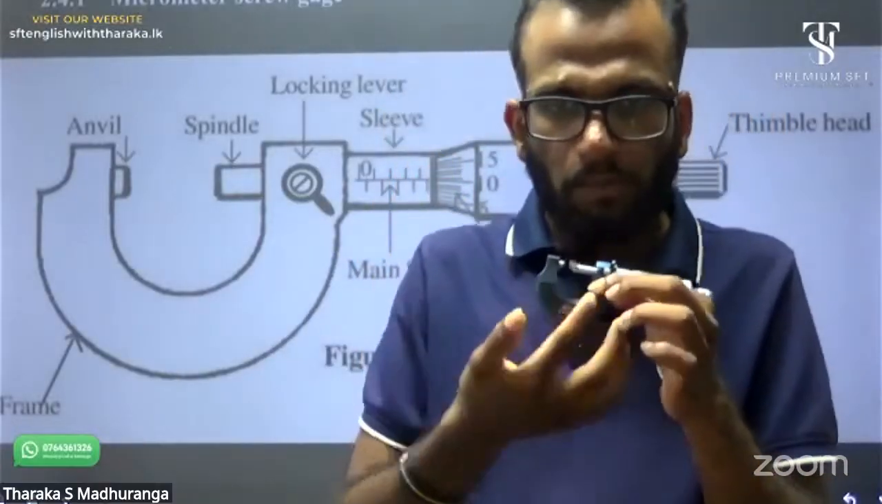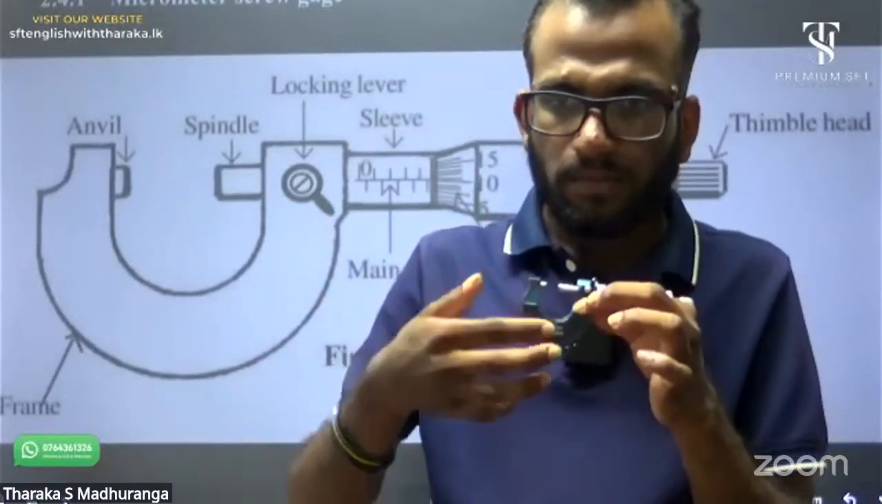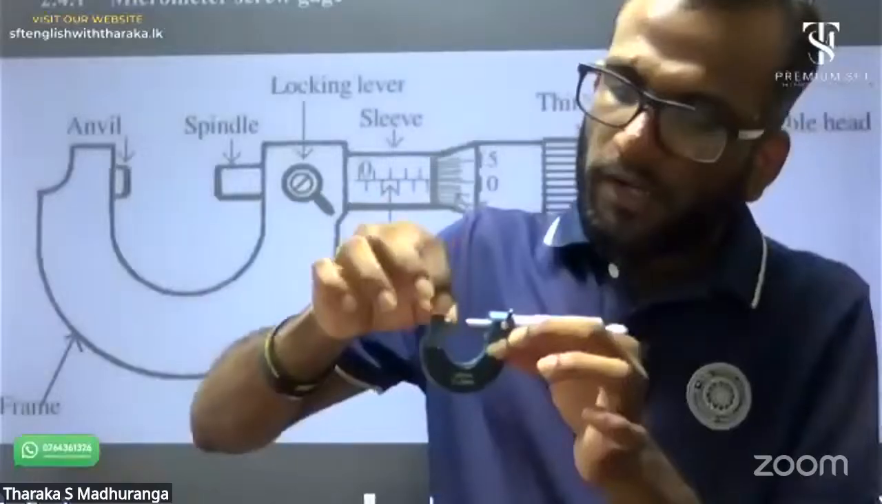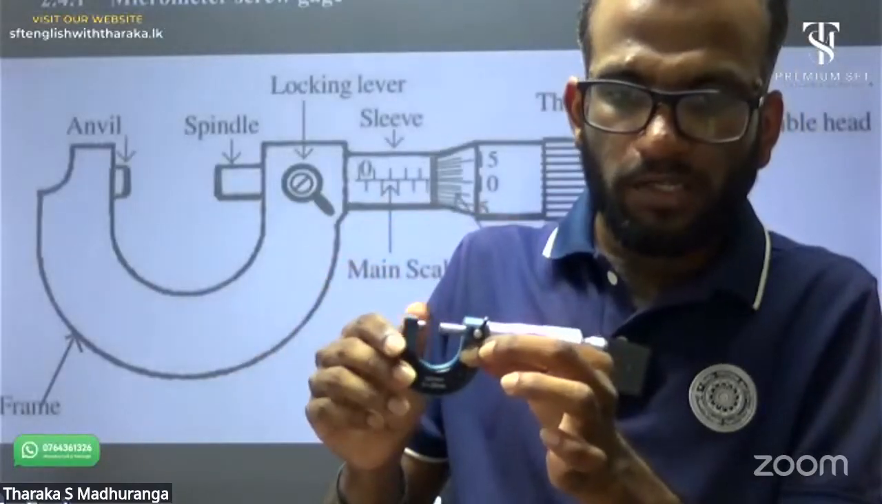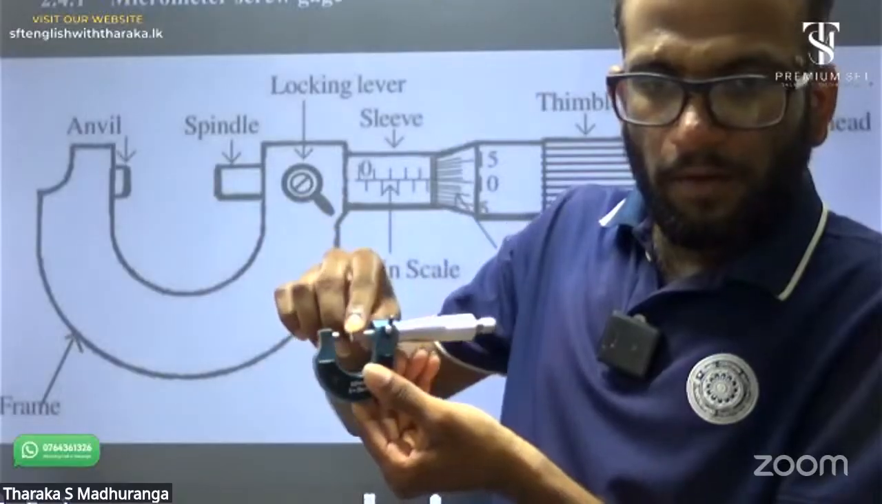Kian, what's the name of that? U-frame. What's the name of this fixed part, this small rod? Anvil. Good. This one? Spindle.